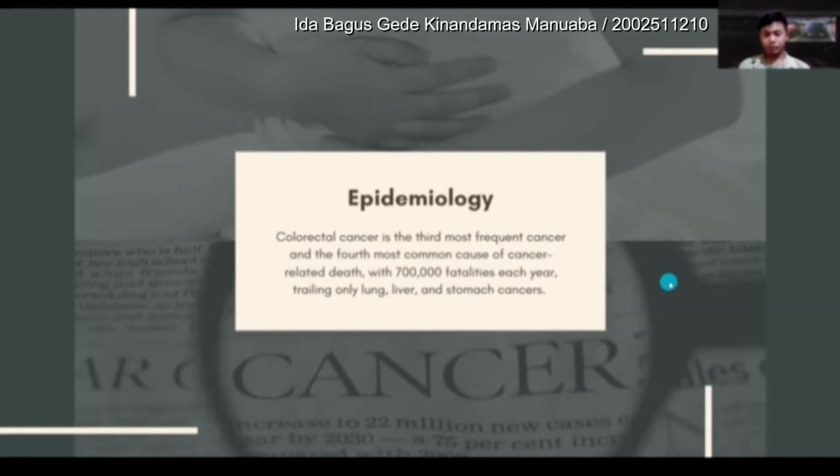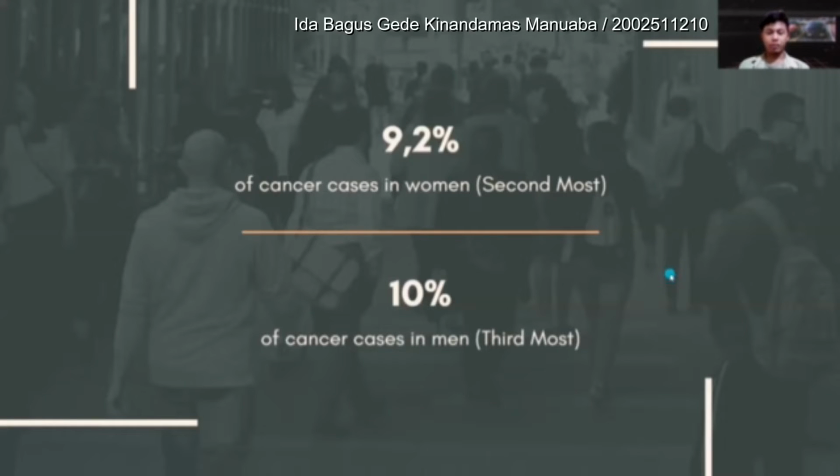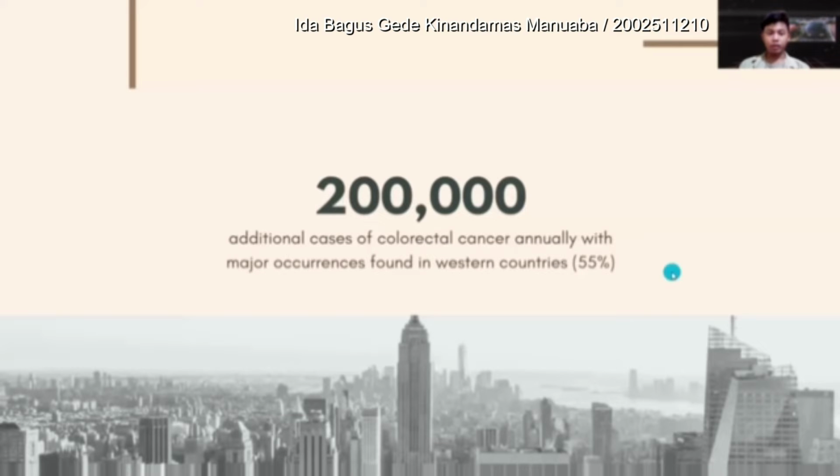Colorectal cancer is the second most common cancer in women with a 9.2% rate and the third most common cancer in men with a 10% rate. In addition, there are 200,000 cases of colorectal cancer annually, with the major occurrence found in Western countries, with over 55% of the cases.